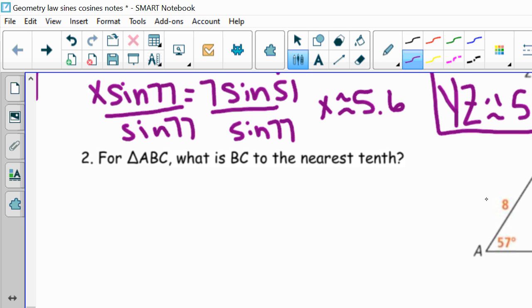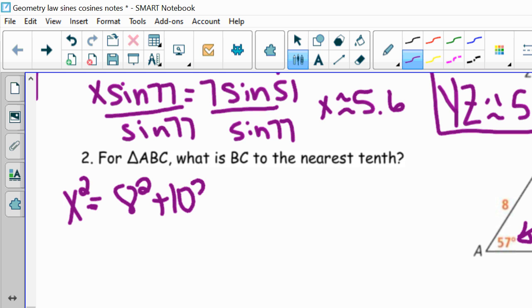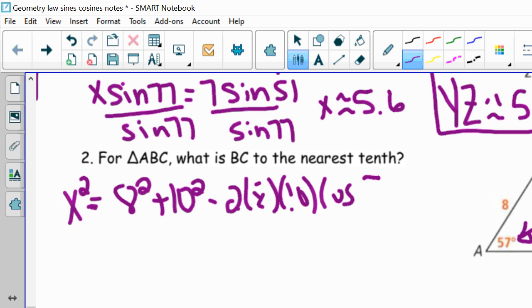The side that I'm looking for is across from this angle. So this is like my a that I'm looking for. So let's say x squared equals my other two sides squared. So 8 squared plus 10 squared minus 2 times both of those sides, 8 and 10, times the cosine of my angle, 57.